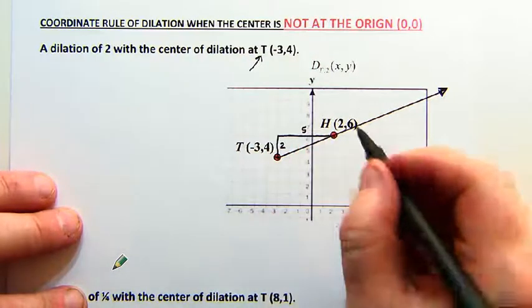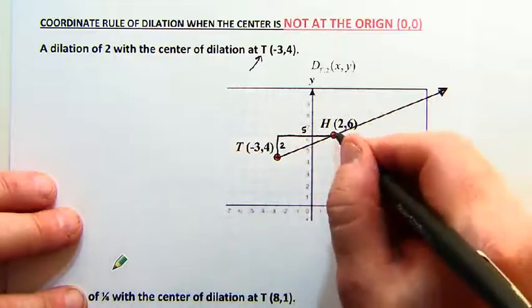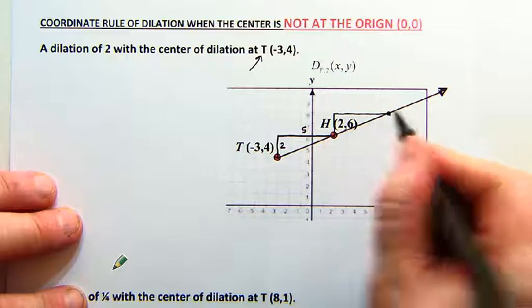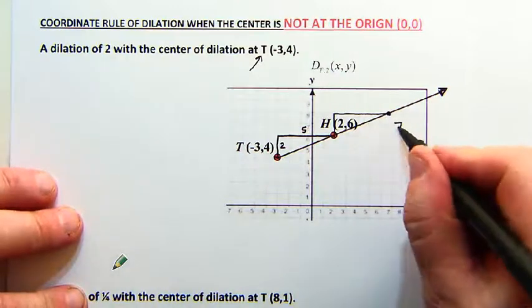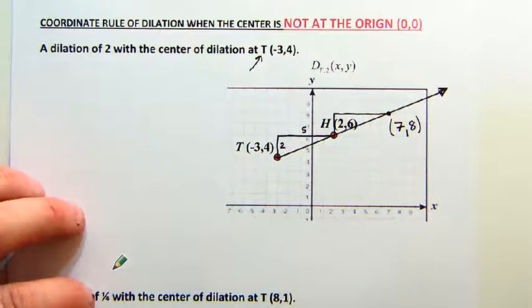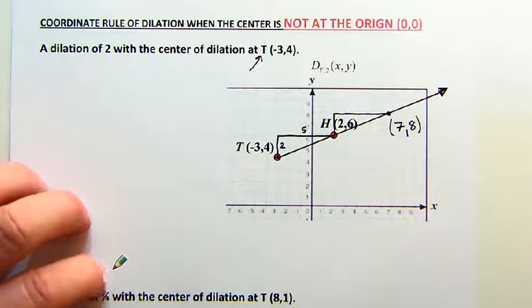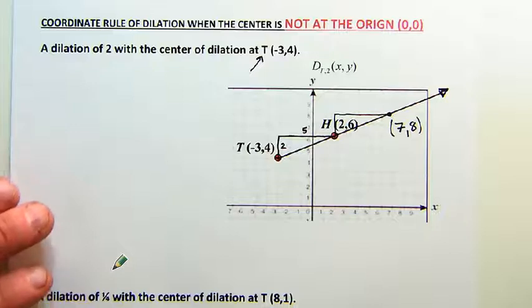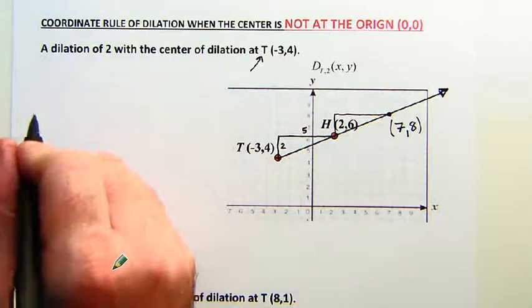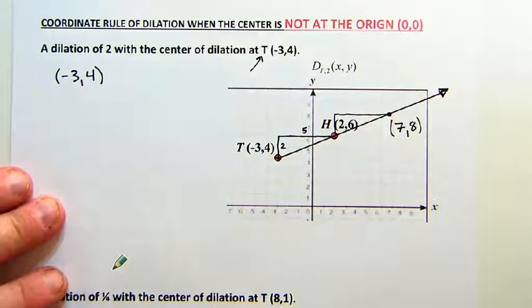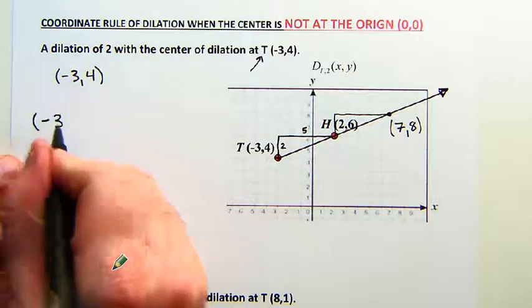Now if I'm going to dilate again, a scale factor of 2 would mean up 2 and over 5. 1, 2, 3, 4, 5. And I would land at 7 and 8. Okay? And so, again, I have a rise of 2 and a run of 5. Now how do we create some sort of rule to help us understand this? So let me show you kind of what's going on. So we started at -3 and 4. That was our dilation spot.